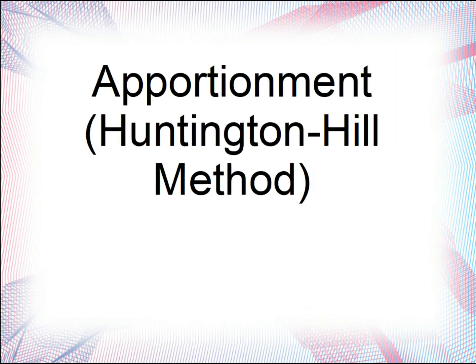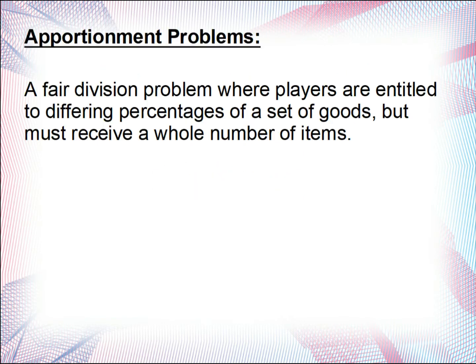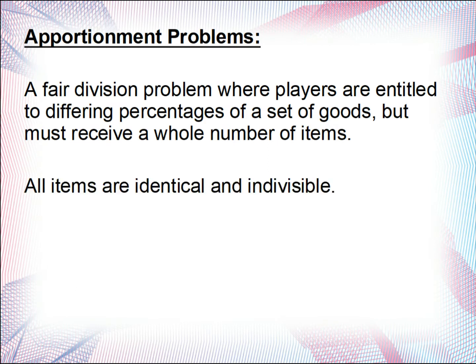In this video, I am going to discuss the Huntington-Hill method of apportionment. This is similar and different to the three different divisor methods that we talked about in the last section. So just to recap, an apportionment problem is a fair division problem where players are entitled to a differing percentage of a set of goods but must receive a whole number of items. And all of the items are identical and indivisible.